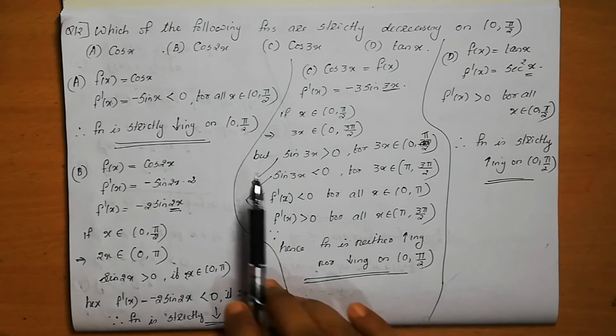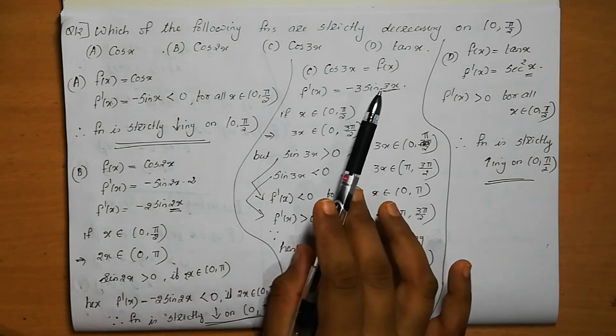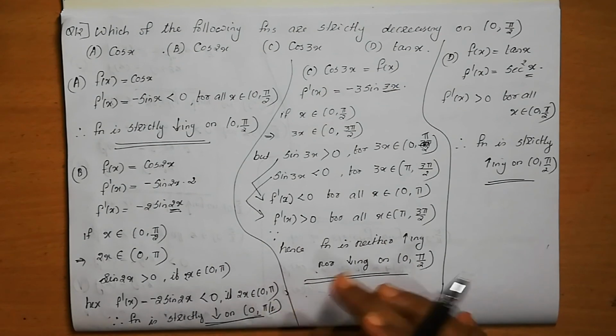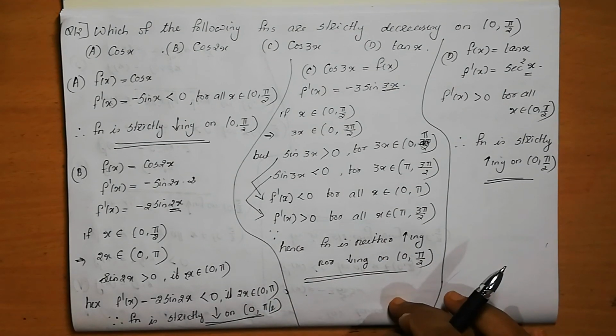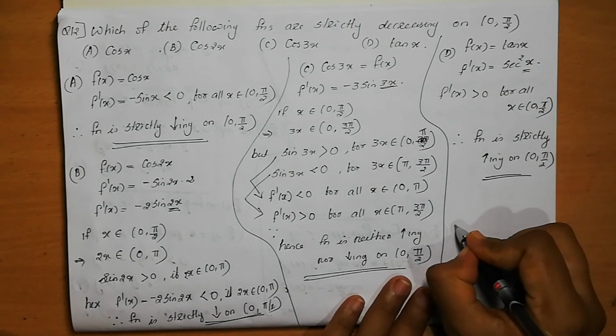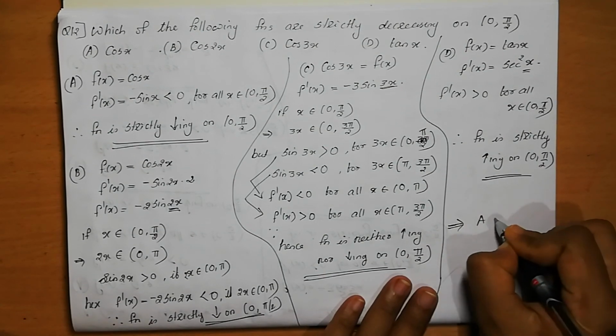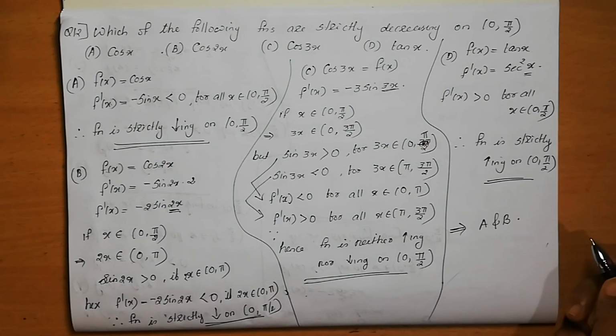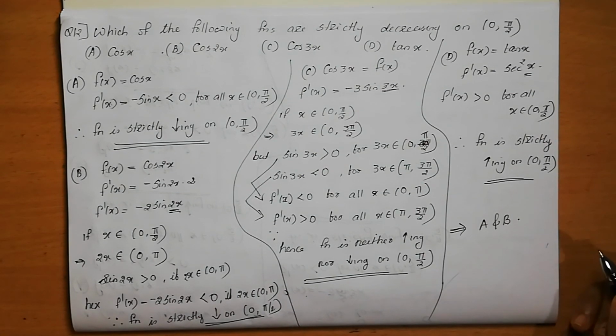So what we need to find out? Which of the following functions are strictly decreasing? So what are the functions that are decreasing? A and B are decreasing. This C is neither increasing nor decreasing. D is increasing. So which one is decreasing? The final answer we can write as A and B. Option A and B are decreasing on the interval 0 to pi by 2 we can write.